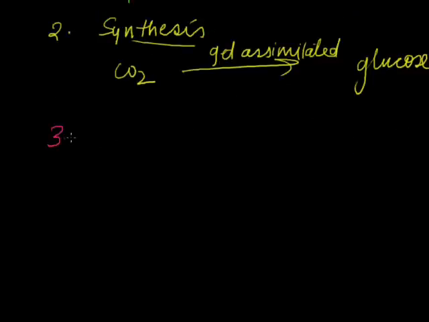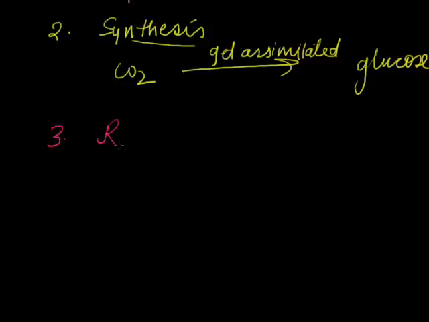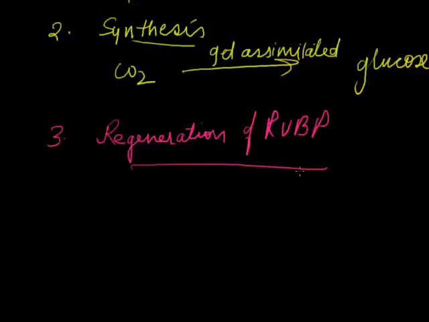Now, third and the last step of dark reaction is regeneration of RUBP. Regeneration of RUBP, that is ribulose bisphosphate. Once it is utilized, it is regenerated. I'm sorry children, I had the spelling of regeneration wrong. Let me correct it. Regeneration of RUBP, that is ribulose bisphosphate, it is regenerated again.